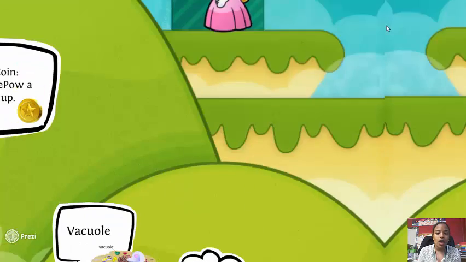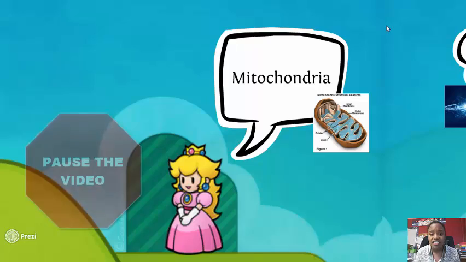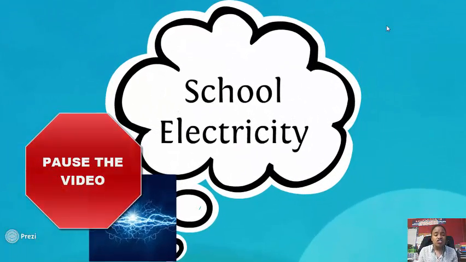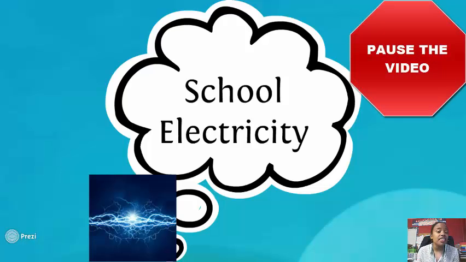Great job. All right, so the next organelle we're going to talk about is called the mitochondria. The mitochondria is the powerhouse of the cell. It controls all the energy of the cell. If our school was a cell, then the school electricity would be our mitochondria because that's where we get all of our power for our school. So pause the video and fill that in your notes now.